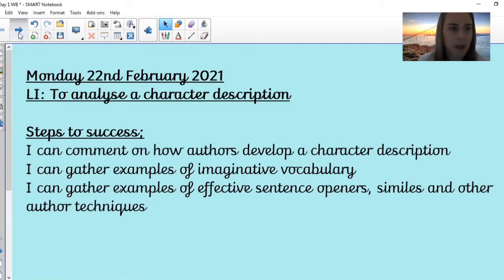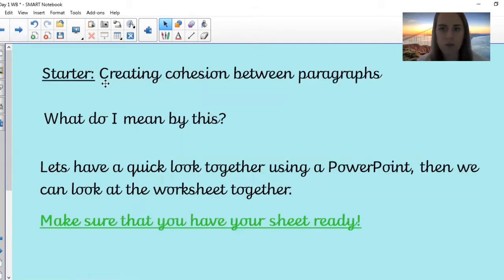But before we do that, I have got a bit of a starter for you. So your starter is to create cohesion between paragraphs. What do I mean by that, though? Have a little think. Fabulous. What I mean by that is that I need my paragraphs to make sense. I need them to flow. They need to join well, don't they?